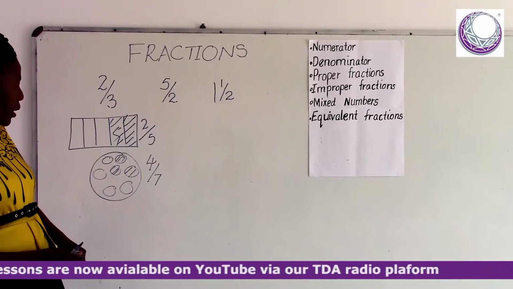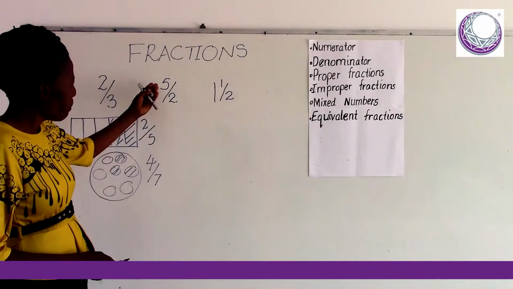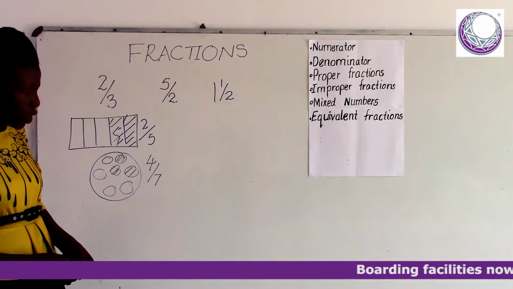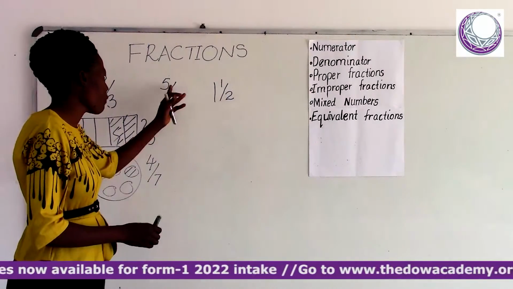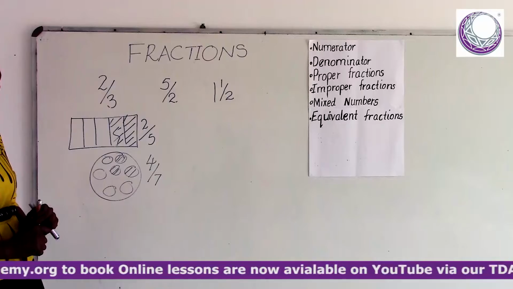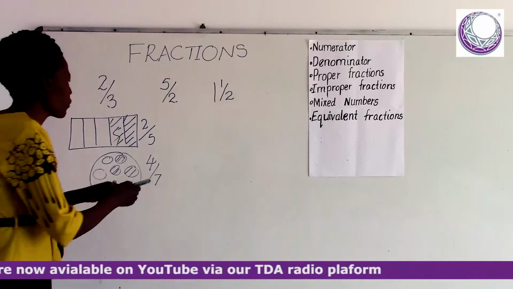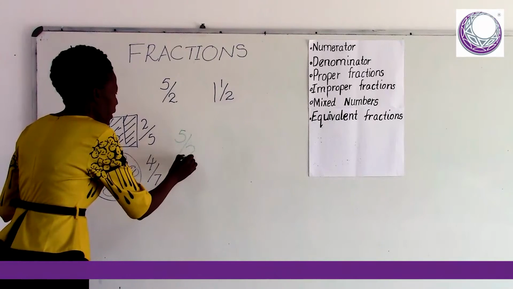Now, I want us to look at how we can change the improper fractions to mixed numbers. We have 5 out of 2 there. That is our improper fraction. We have 5 out of 2. This 5 out of 2 can be changed to a mixed number.